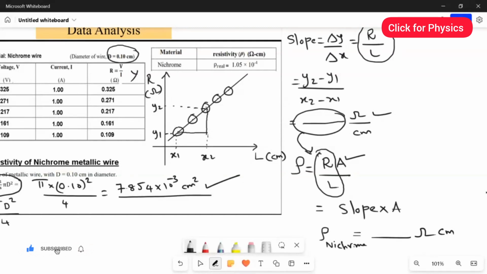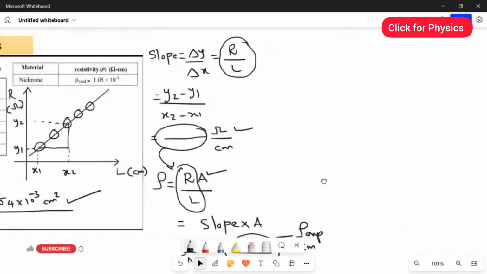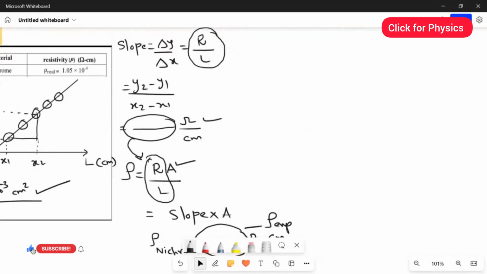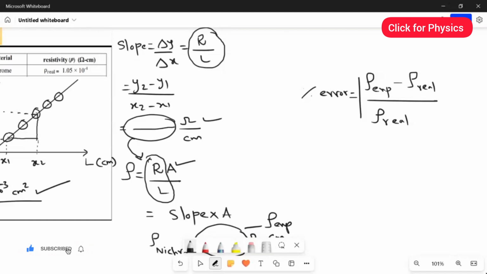And now we have to compare. So the value what we got here is the resistivity by experiment value. So why did I just mention this experiment value? Because we have to find the error percentage. So for finding the error percentage, we have to use the rule: the percentage of error is equal to the absolute value of the resistivity by experiment answer minus the resistivity of the real value of the nichrome wire, divided by the resistivity value of the nichrome wire real value, multiplied by 100.